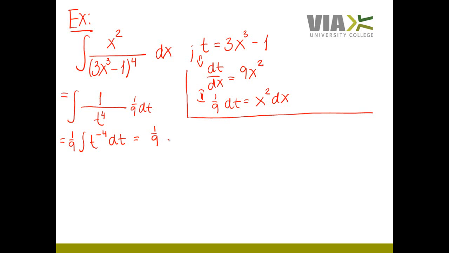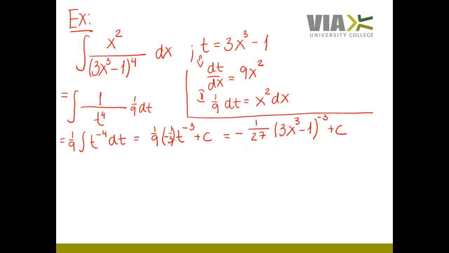So let's do that. The integral of t to the power of -4 must be equal to t to the power, where we add 1 to the exponent, multiplied with -1/3, added with the integration constant. So altogether it must be equal to -1/27 times t, which is equal to 3x to the power of 3 minus 1, to the power of -3, plus c.